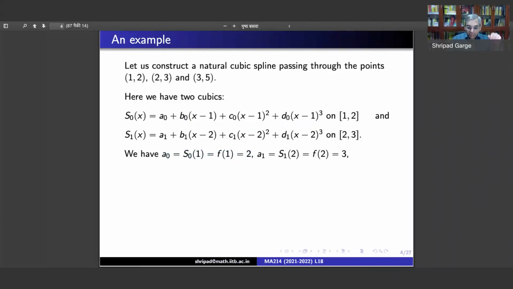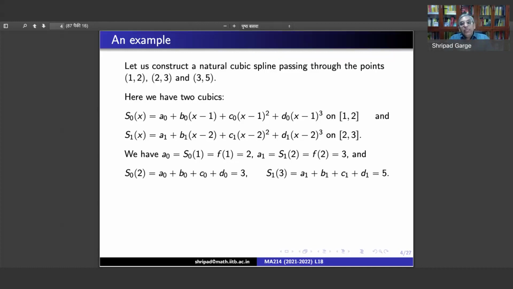Okay, that's good. Then we will also need that the first cubic polynomial on the second endpoint, or the point which is common between the two subintervals, its value has to be equal to the value of the function at 2. So the value of the function at 2 is 3, and so S0 of 2 has to be 3. So we will get that A0 plus B0 plus C0 plus D0 is 3. Okay, we know the value of A0. We have now one equation for 3 unknowns, B0, C0, D0.